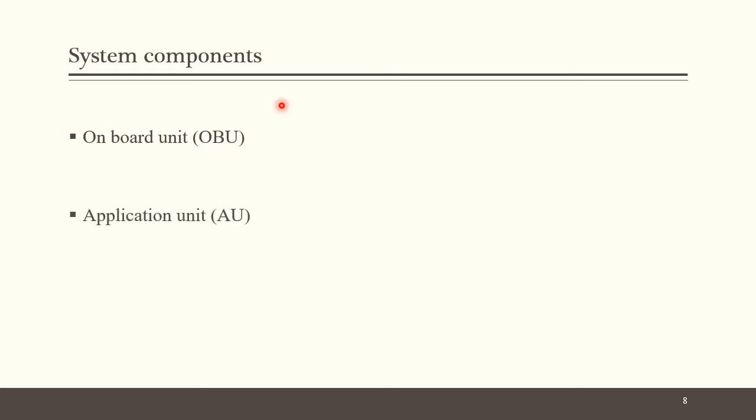Second one is the application unit. The application unit is also present on a vehicle. It can be a dedicated device for safety applications or a normal device such as a personal digital assistant. So basically OBU provides communication and the application unit decides what to do with the information coming from that communication. Third one is the roadside unit. As the name suggests, it is present on the roadsides and it provides different functionality.